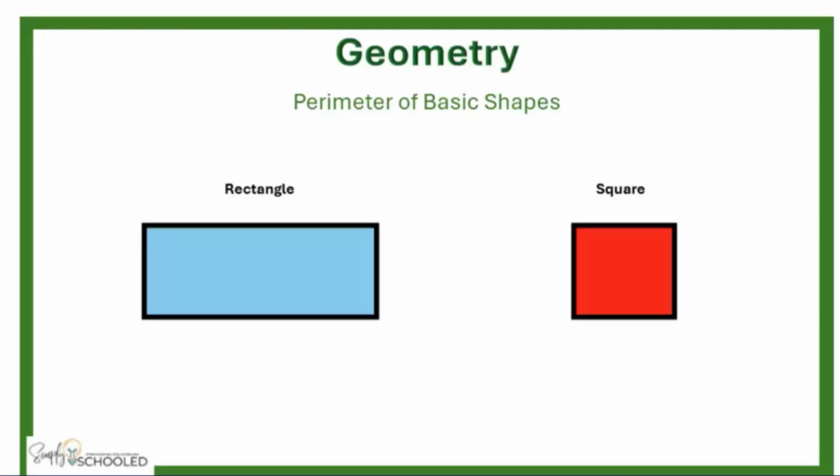So to find the perimeter of these basic shapes in geometry, all you have to do is look at the rim of the shape. In other words, the perimeter is the black line that's going all the way around the outline of the rectangle, and the black line that goes all the way around the outline of the square. That is the perimeter.